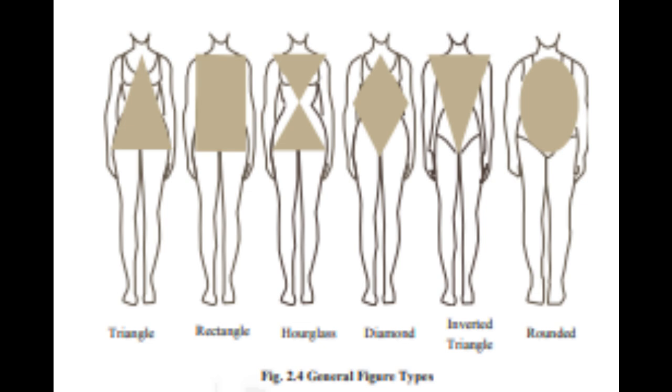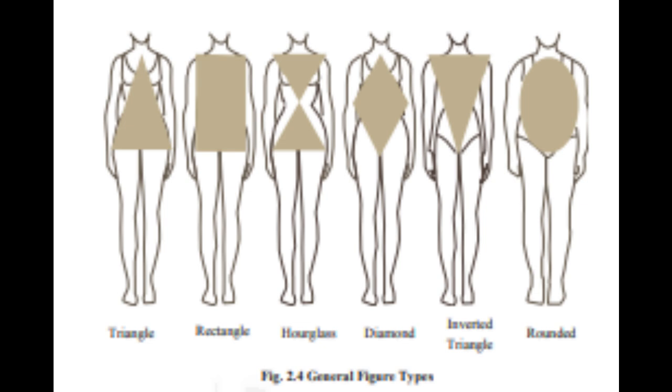Fig. 2.4. Tubular figure type. It is similar to the rectangular figure type discussed above, but it is thinner as the weight is considerably below the ideal weight. This type of figure looks straight with narrow shoulders and hips, small bust, waist, buttocks and thin arms and legs. There is very little flesh distribution over the body.